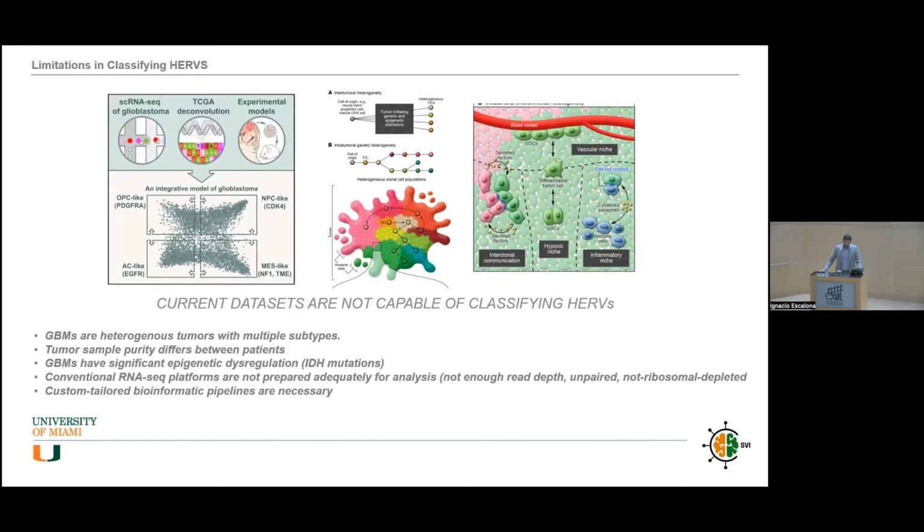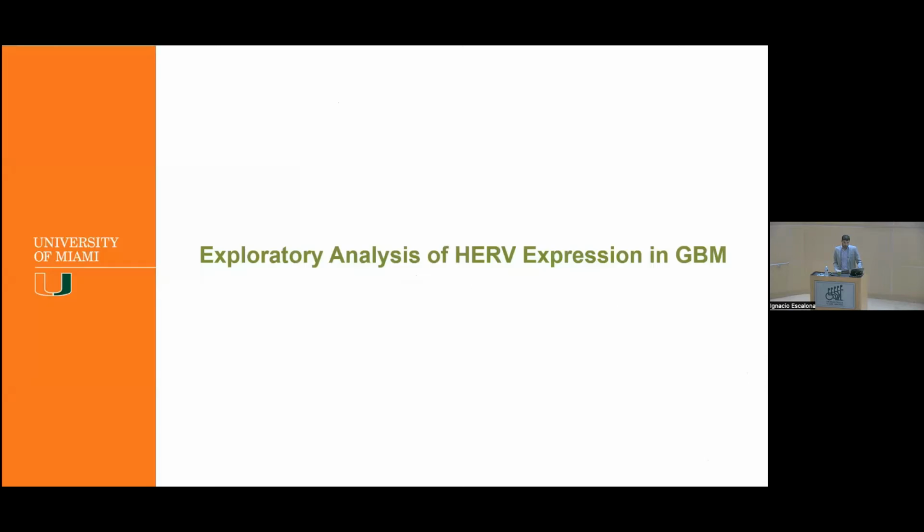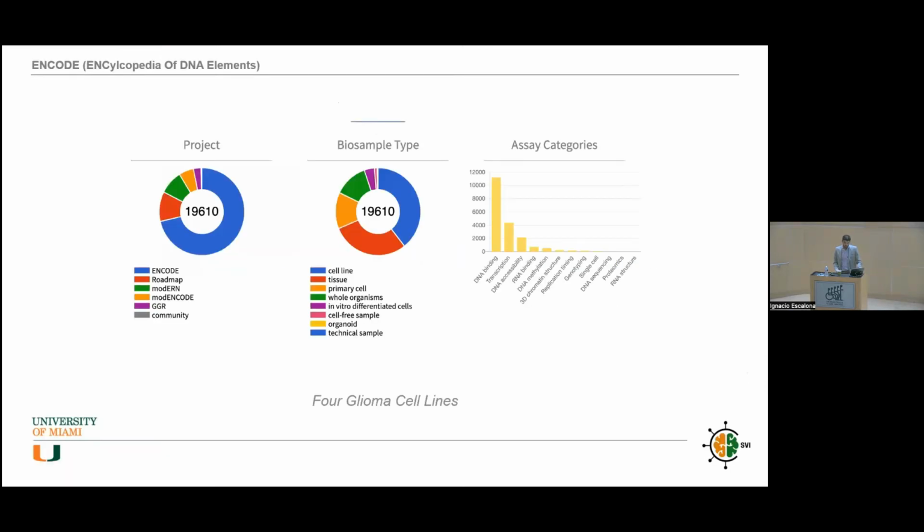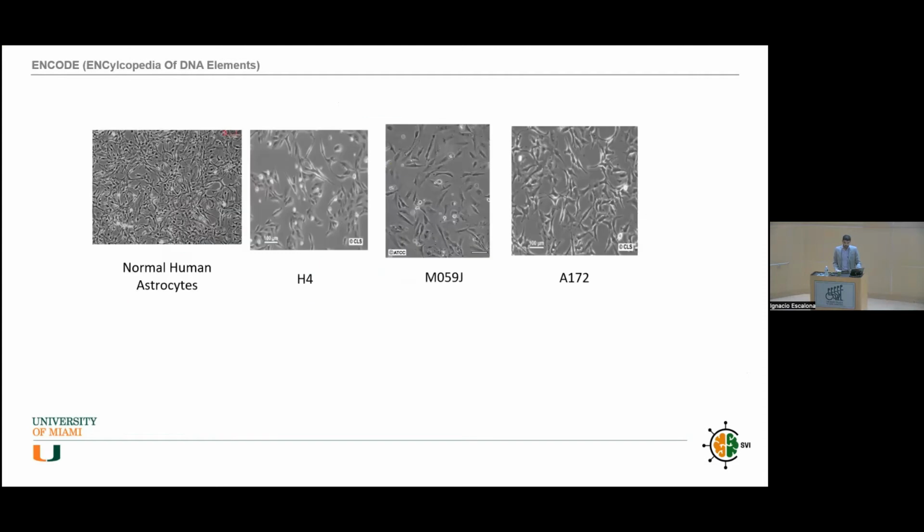So if you really want to find these HERVs, you have to do a custom pipeline to identify these elements. You have to prepare your DNA and RNA in a specific fashion, and only in that way can you actually detect these transcripts. So I'll stress this: a custom pipeline is necessary, and this is what we're employing in our lab. We started with an exploratory analysis. We used a public database, ENCODE, which has very robust RNA-seq data, but they only had 4 glioma cell lines.